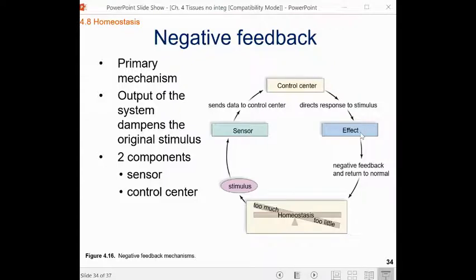And the furnace starts producing heat. And the heat will raise the temperature until it's not too cold anymore. And now the stimulus is removed. There's no reason for this to be turned on. So it actually causes the control center to stop producing heat. In turn, if it gets too hot, there's a stimulus, a sensor, a control center that says, hey, it's too hot in here. Air conditioner kicks on, cooling things off until it returns back to its homeostasis. It self-corrects.